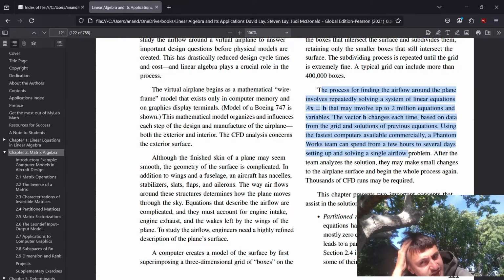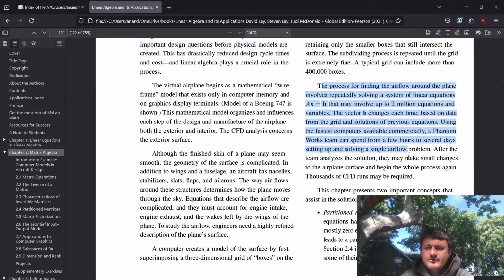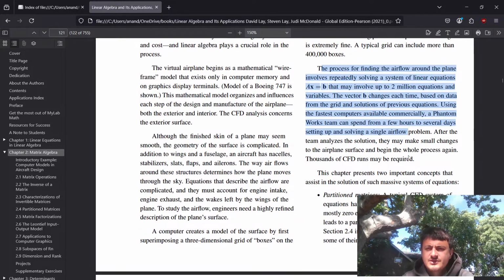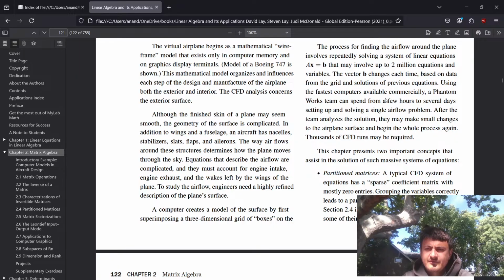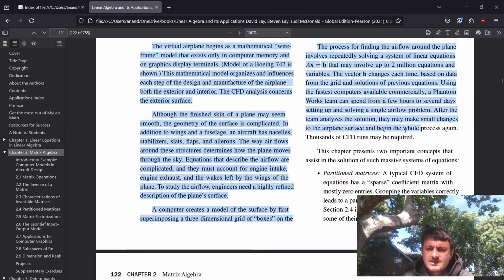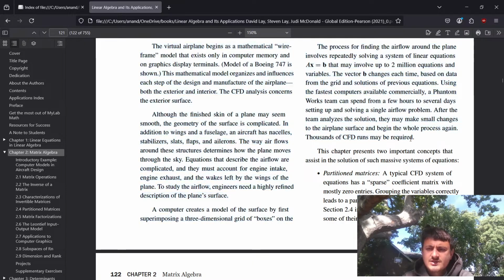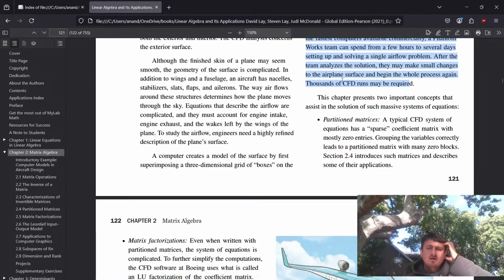The vector b changes each time based on data from the grid and solutions of the previous equations. Using the fastest computers commercially, the Phantom Works team can spend from a few hours to several days setting up and solving a single airflow problem. After the team analyzes the solution, they make small changes to the airplane surface and then begin the whole process again. Thousands of runs may be required.